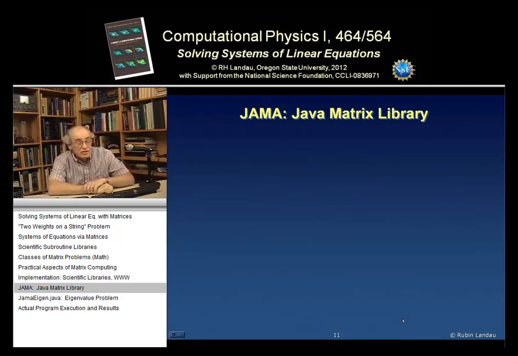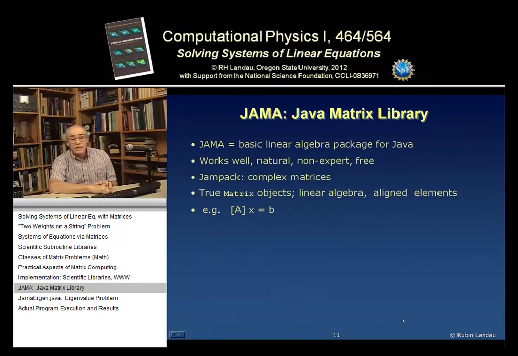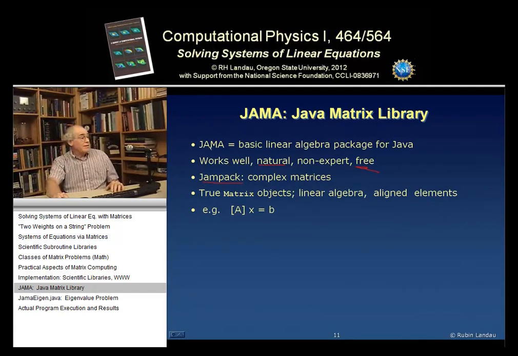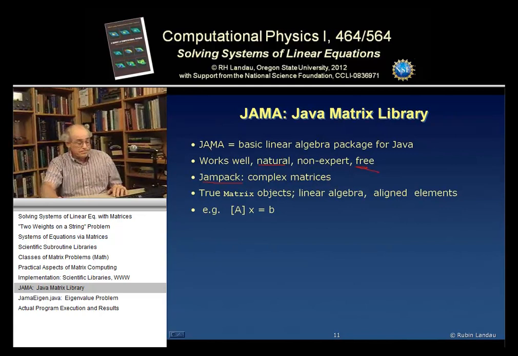JAMA is free. It's the Java Matrix Library. It comes from the National Institute of Standards and Technology, and it's very nice to use. It's the basic linear algebra package. It works well, as we'll see. It's natural to use. It's not designed for experts, and it's free. There's a companion to JAMA, which is JAMPACK, and that works for complex matrices as well. JAMA only works for real matrices.